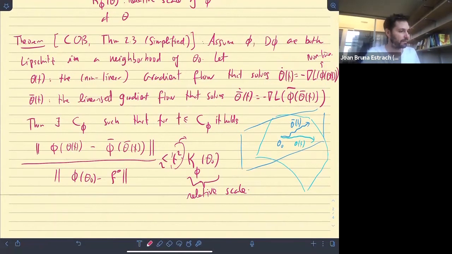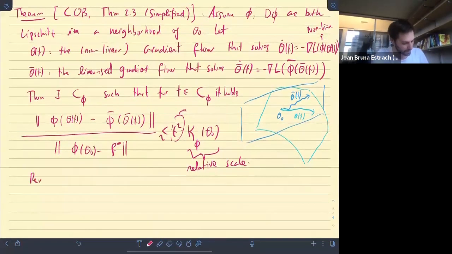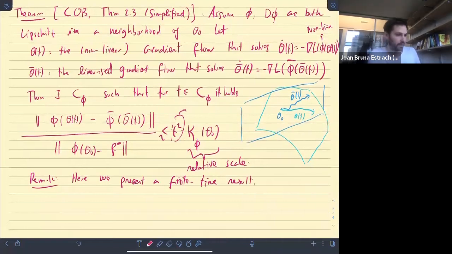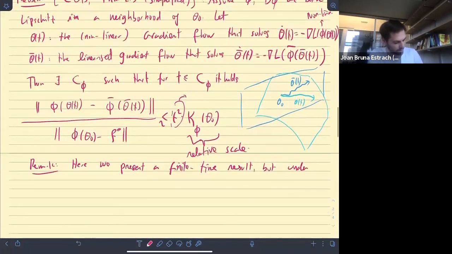But in fact, there's a remark here that I want to make. We have a finite time result here, but under stronger or further assumptions, the authors managed also to extend it. It can be extended.